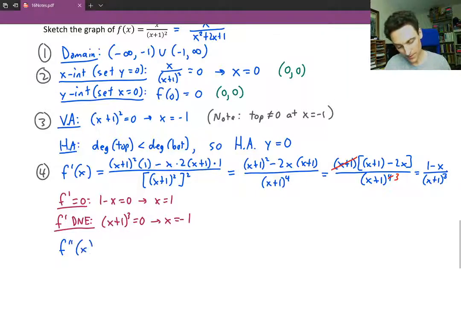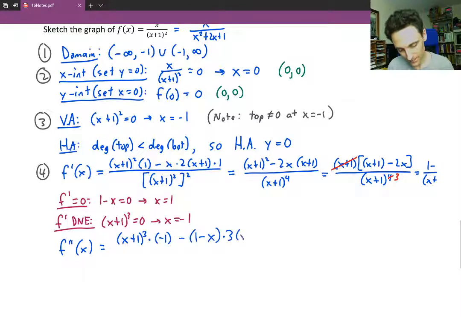Now let's turn to the second derivative. The second derivative is going to involve another quotient rule. Low d high minus high d low over low squared.